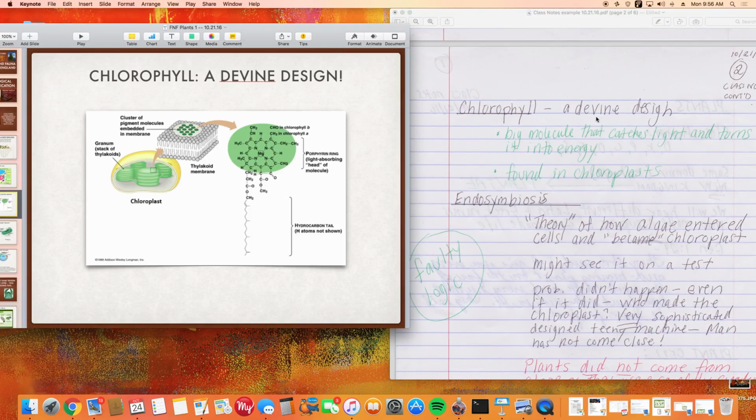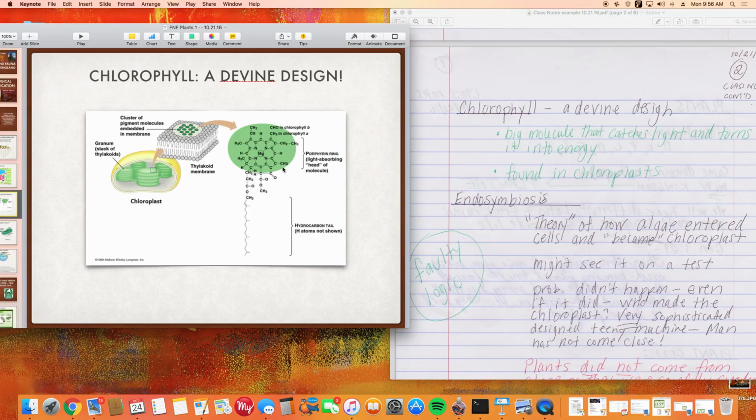I wrote chlorophyll, divine design. So what did I write in my notes? It's a big molecule that catches light and turns it into energy, and it's found in chloroplast. So here's the big molecule. Okay, this is the porphyrin ring part. Now, hemoglobin also has a porphyrin ring. This is something that, God's going to use the same stuff again and again and again and again. So he's pretty amazing in what he does.